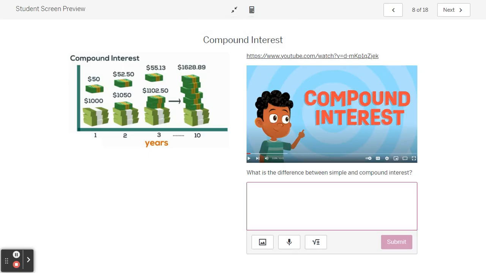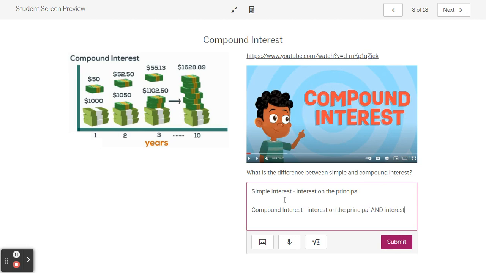Compound interest. If you've already watched the video, then you'll know that he talks a lot about how compound interest is unique because you are getting interest on the interest as well. So, simple interest, you are getting interest or you're paying interest on the principal only. But with compound interest, we are getting interest on both the principal and the already earned interest.